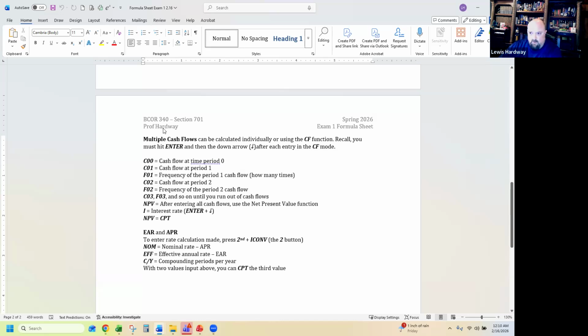And it's also in your slides for chapter 5. But if you hit the cash flow button, the CF, which is the second row right beside the second button, it pops up C00, the cash flow at time period zero, C01 is the cash flow for period 1. Then frequency F01 is the frequency of the period 1 cash flow. How many times? Is it 1? The default is 1. Whenever it pops up, it'll automatically be defaulted to 1. But if it's going to be more than that, then you can hit 2, 3, 4, whatever.